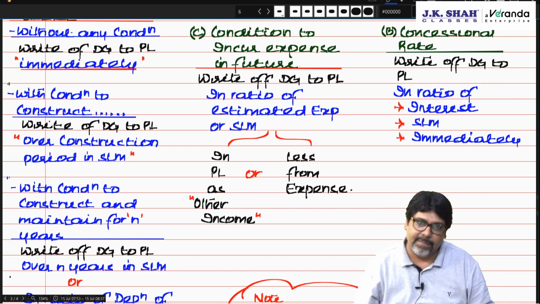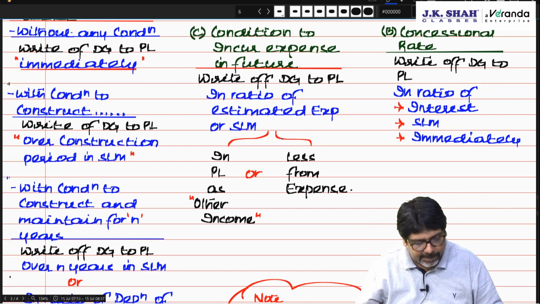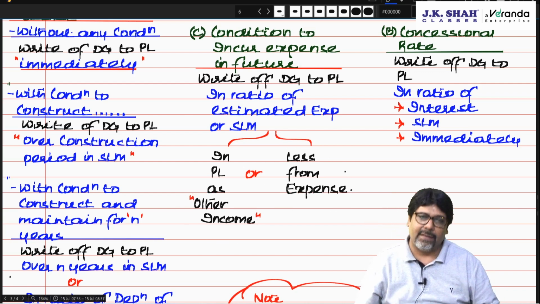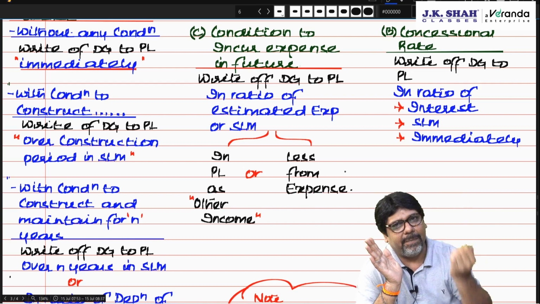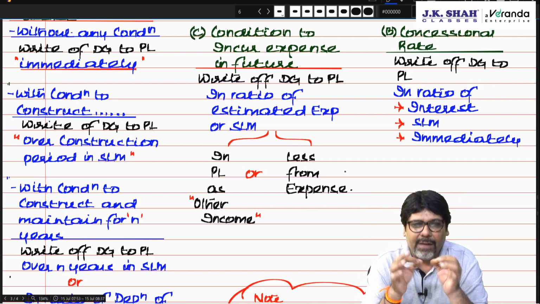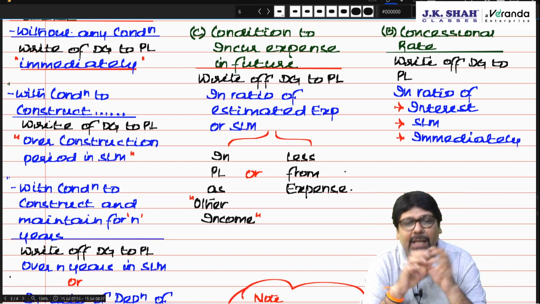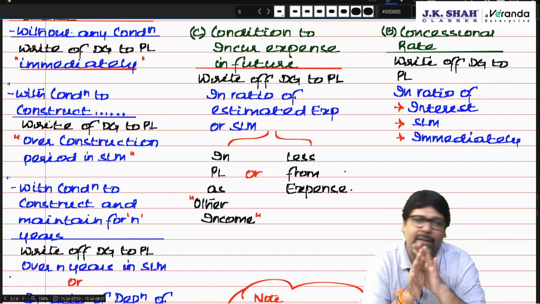or SLM. SLM is better. Every year you write off a little, in P&L as other income or less from expense. So when you are writing it off, either you can subtract it from expense or you can write it in P&L credit, chartered. Am I clear? So if you get a grant for expense without any condition, correct, then you will write it off to P&L immediately. Correct? No conditions attached.